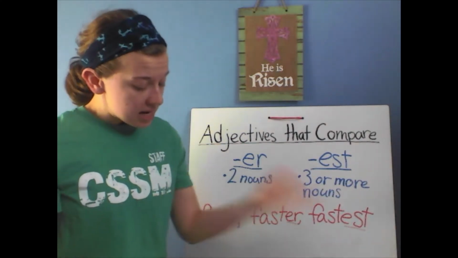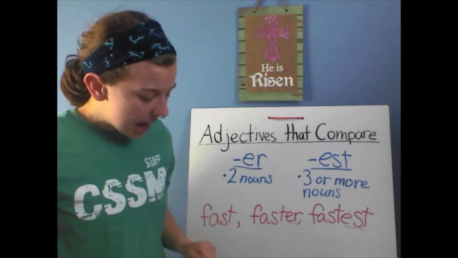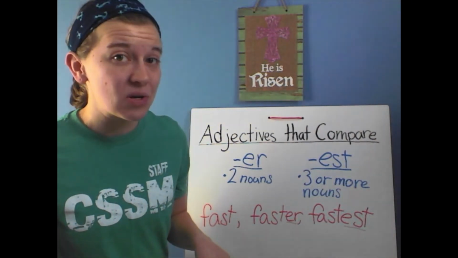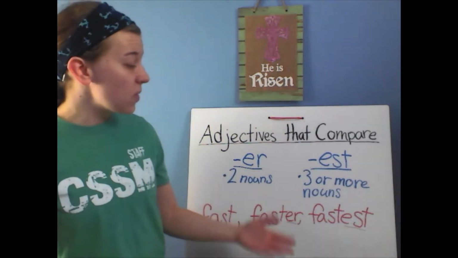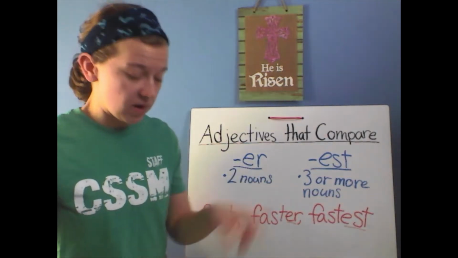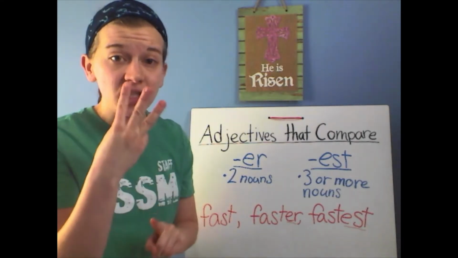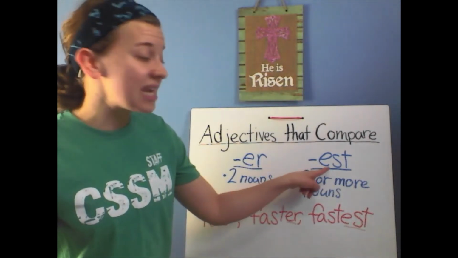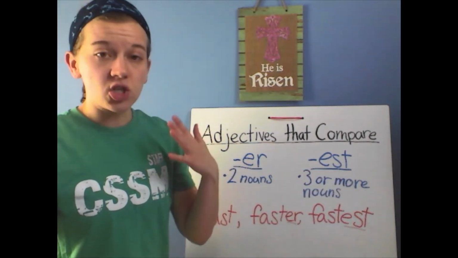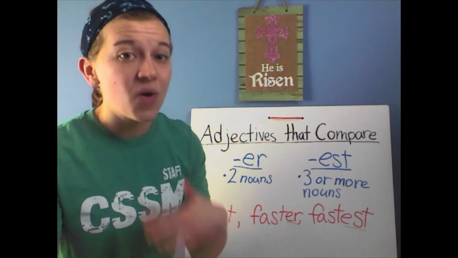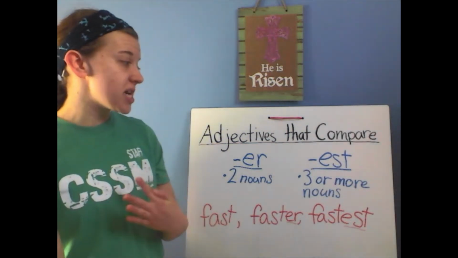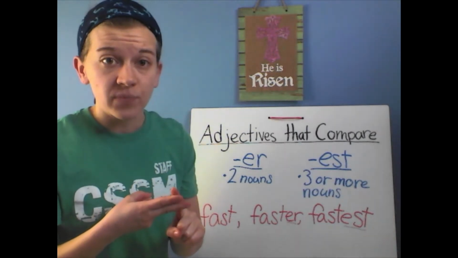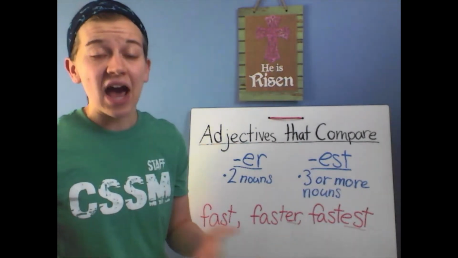All right? Now let's add someone else into the mix. How about Jen? Jen is the fastest runner of all. So if we add Jen now, so now we have Kurt, Sheena, and Jen, that's three people. That's three nouns. So we need to use EST now. So we can say Jen is the fastest runner of all, which means that she is faster than Kurt, and she's also faster than Sheena. So she is the fastest out of the three of them.